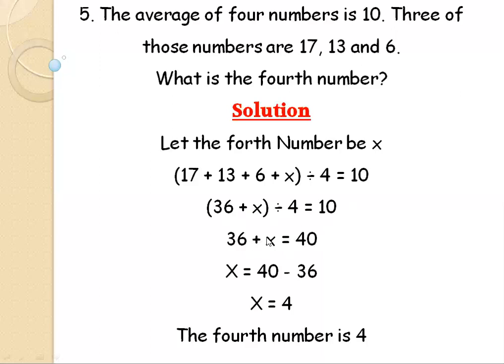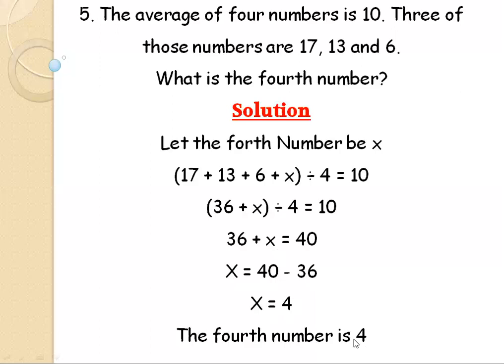The next thing is I'm looking for X. So I'm trying everything I can do to ensure that I have only X on my left hand side. So the next thing is to move my 36 to this side. And if I'm moving it because it's a positive number, when it comes this way, it becomes negative. So this will be 40 minus 36. And I'll be left with X on this side. So 40 minus 36 is 4. X is 4. That means the 4th number is 4.